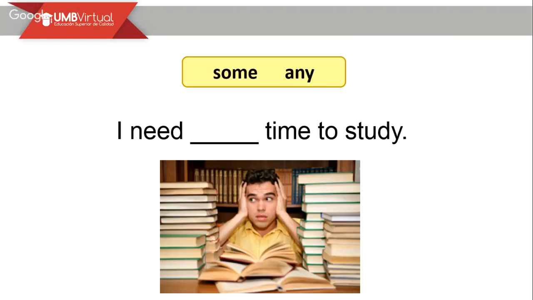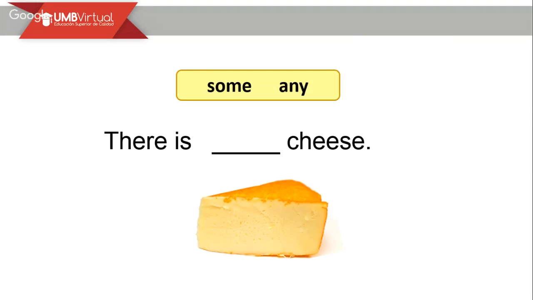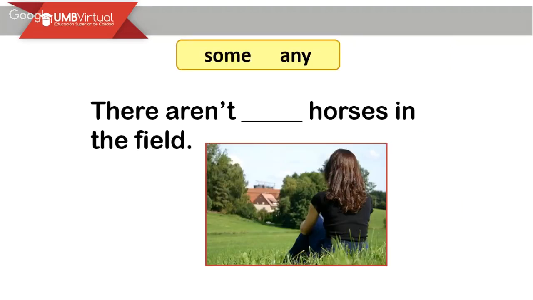I need time to study. Okay, we have how many options? Two, some, any. Time. We can count time. ¿Podemos contar el tiempo? Probably no. So I need some time to study, of course. So we're going to refer to this word. The next one, what is this? Cheese or could be a pie, a delicious pie. So there is some or any cheese. ¿Cuál opción sería la correcta en esa parte? Some. Ok. Why? Porque el any recordemos que es para oraciones negativas o preguntas.